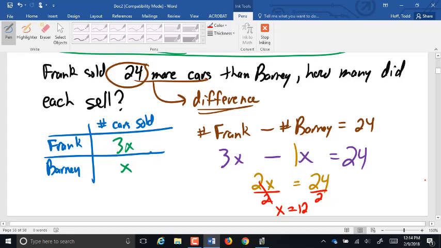And again, we have to make sure we answer the question. We were asked how many did each sell? Well, X is 12, so that tells us Barney sold 12. Frank is 3X, so 3 times 12 is 36. Frank sold 36. Barney has 12, Frank has 36.